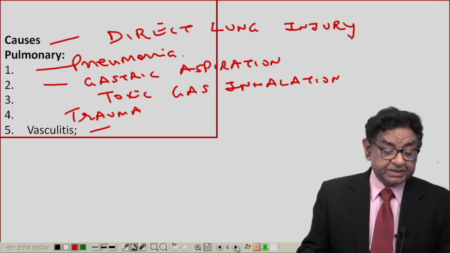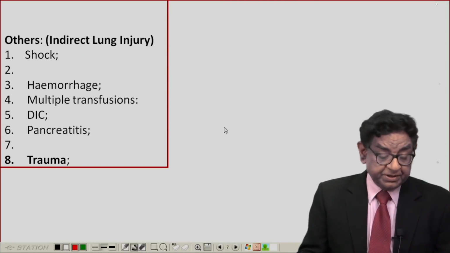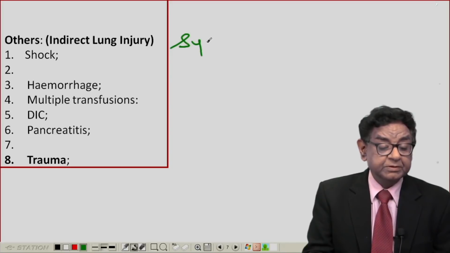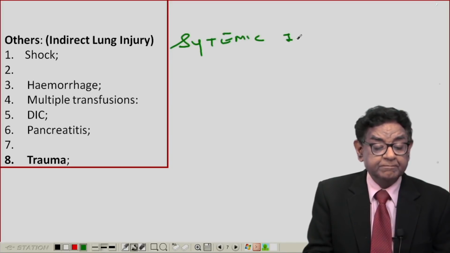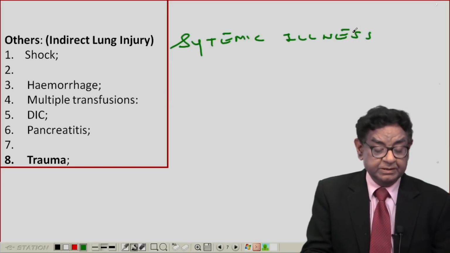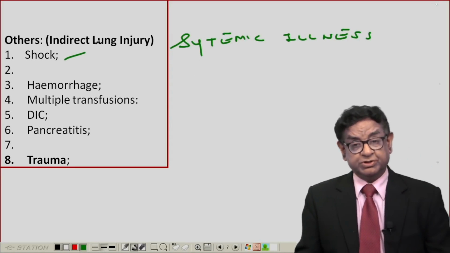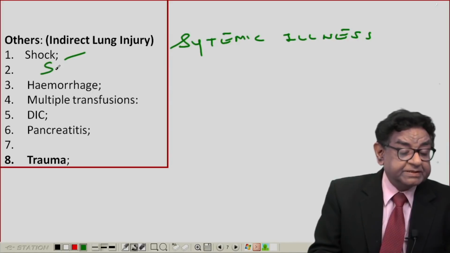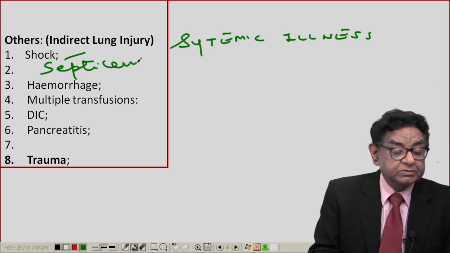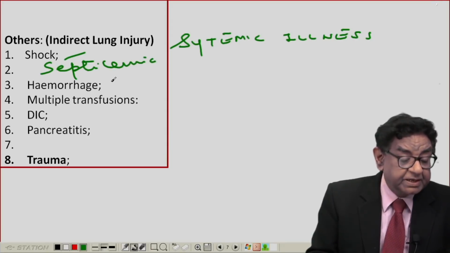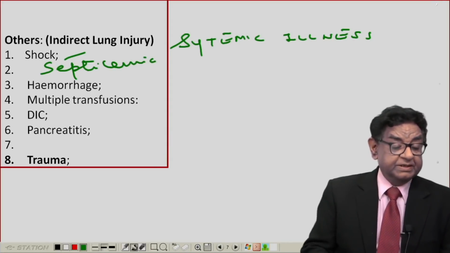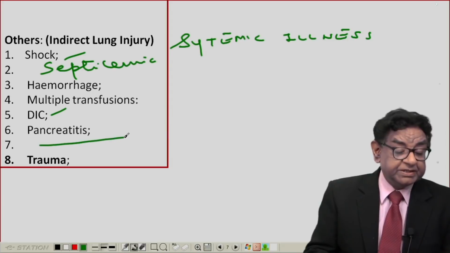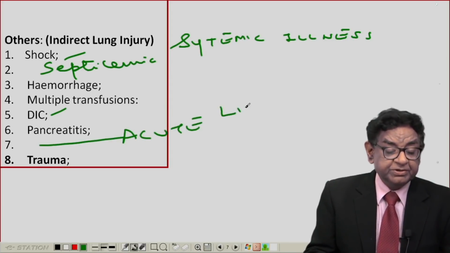Next, we have certain conditions so-called indirect lung injury. This is due to systemic illness. Like, for example, any cause of shock, whatever reason may be, it may be septic shock, or it may be septicemia, so-called sepsis, maybe severe hemorrhage, multiple blood transfusion, disseminated intravascular coagulation, DIC, pancreatitis, and acute liver injury.